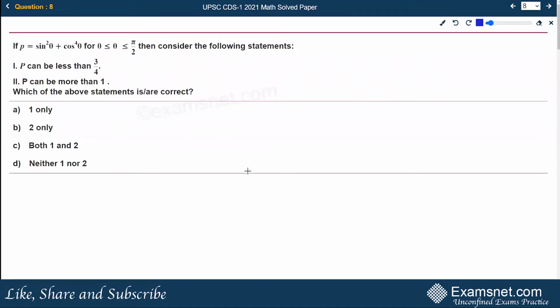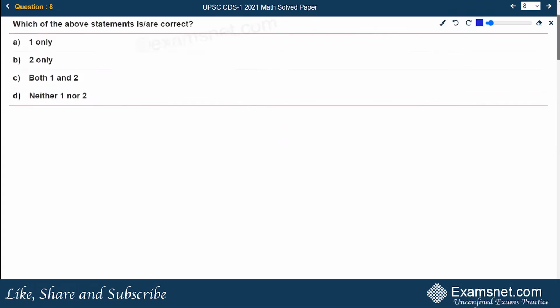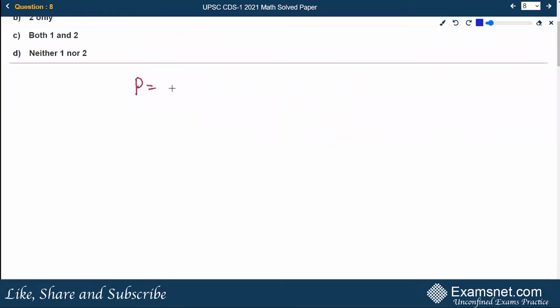In question number 8, we are given: if p equals sine squared theta plus cos to the power 4 theta, for 0 less than or equal to theta less than or equal to pi by 2, then consider the following statements. 1, p can be less than 3 by 4, and 2, p can be more than 1. Which of the statements is or are correct? Here we are given p, that is sine square theta plus cos to the power 4 theta. Also theta lies between 0 to pi by 2, correct?